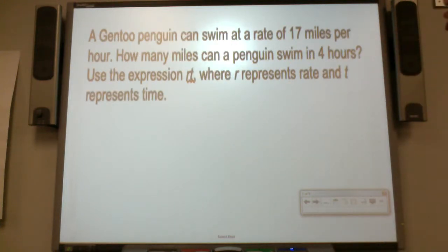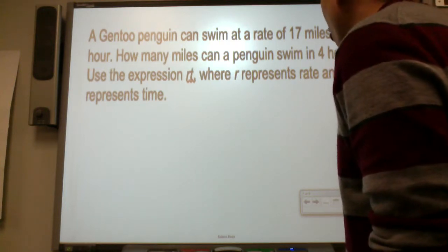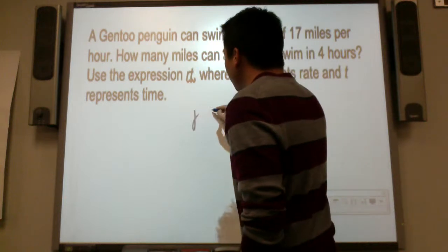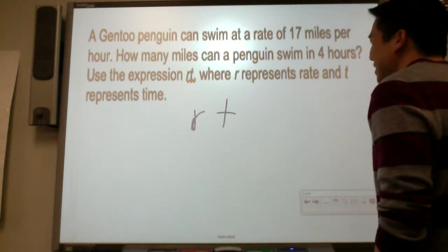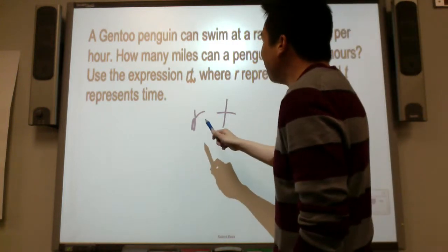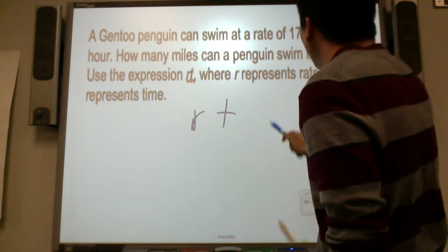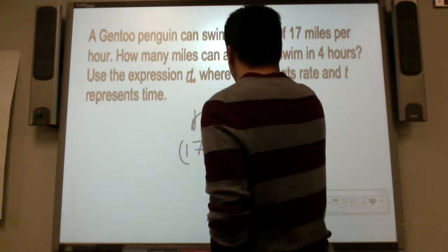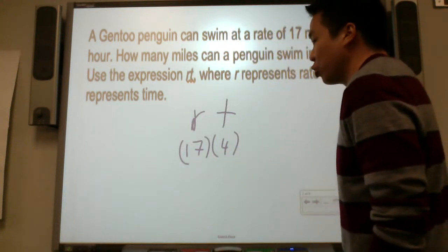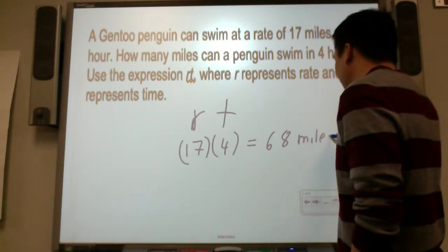Next one. A penguin can swim at a rate of 17 miles per hour. How many miles can a penguin swim in 4 hours? Use the algebraic expression rt, which is rate times time, where r represents rate, t represents time. So we need to evaluate or substitute these variables with these numbers. 17 is the rate, time was 4 hours. 17 groups of 4 is 68 miles.